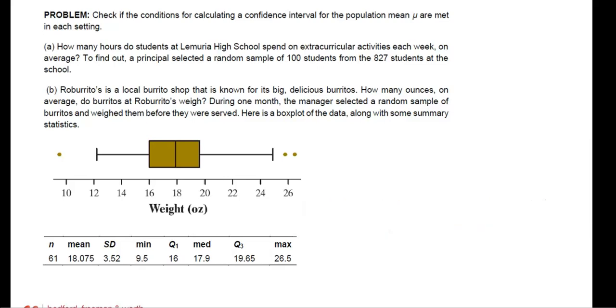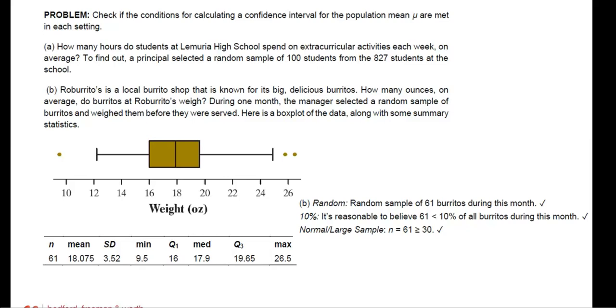Are the conditions met? Random sample, yes, check. n is 61, so that's bigger than 30, that's good. And less than 10%: is 61 less than 10% of all the burritos made during the month? Yeah, that seems fair. So it passes the condition. That's good. That's your lesson for today.